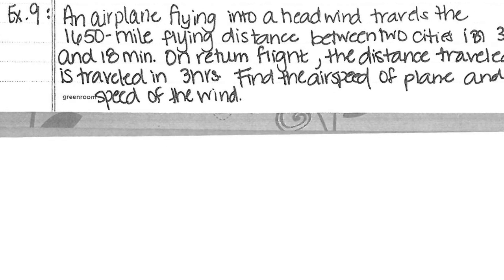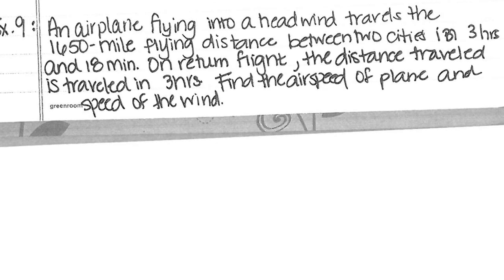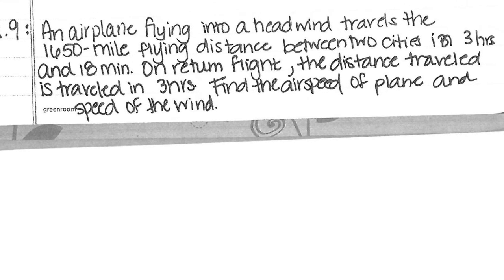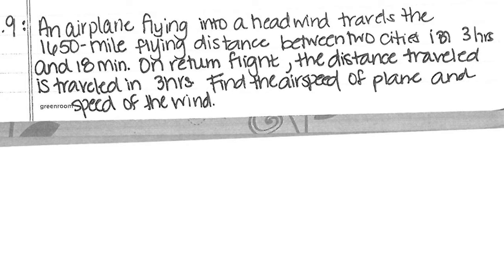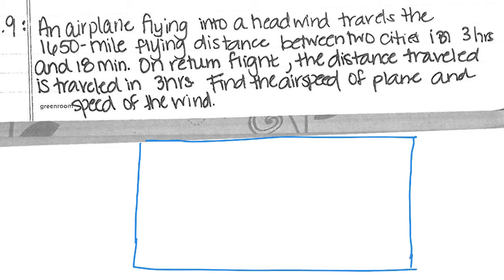An airplane flying into a headwind travels the 1,650-mile flying distance between two cities in 3 hours and 18 minutes. On the return flight, the distance is traveled in 3 hours, period. Find the airspeed of the plane and the speed of the wind. Well, this is a good Algebra 2 problem where we set up charts. So remember the trip going there is into the headwind. So it's going against the headwind. And remember that distance is equal to rate times time.